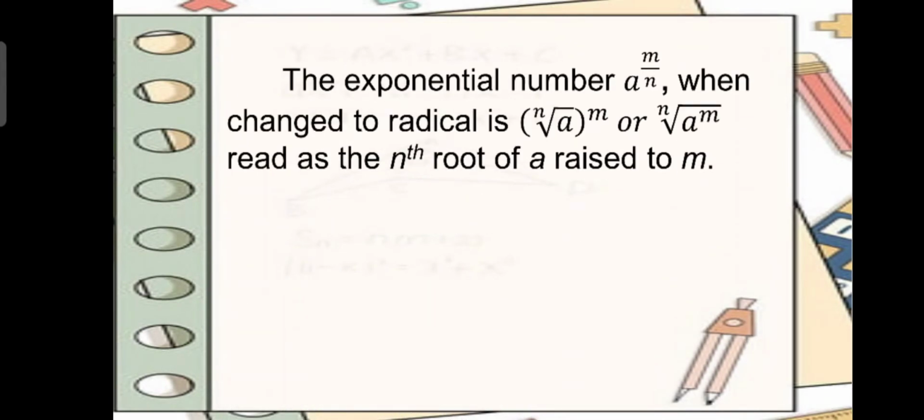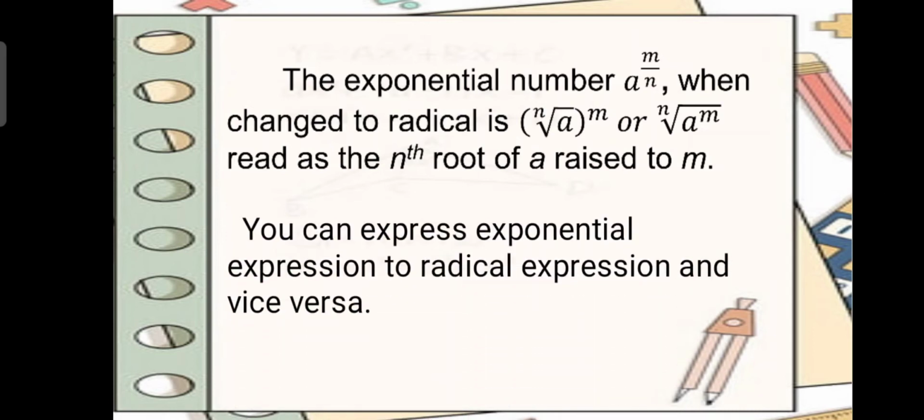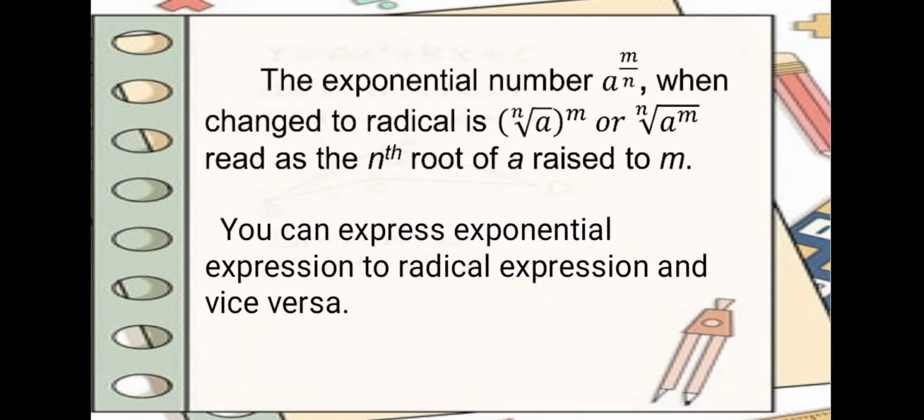The exponential number a raised to m over n, when changed to radical, is quantity nth root of a raised to m or nth root of a raised to m. This is read as the nth root of a raised to m. You can express the exponential expression to radical expression and vice versa. Let us see the following examples.